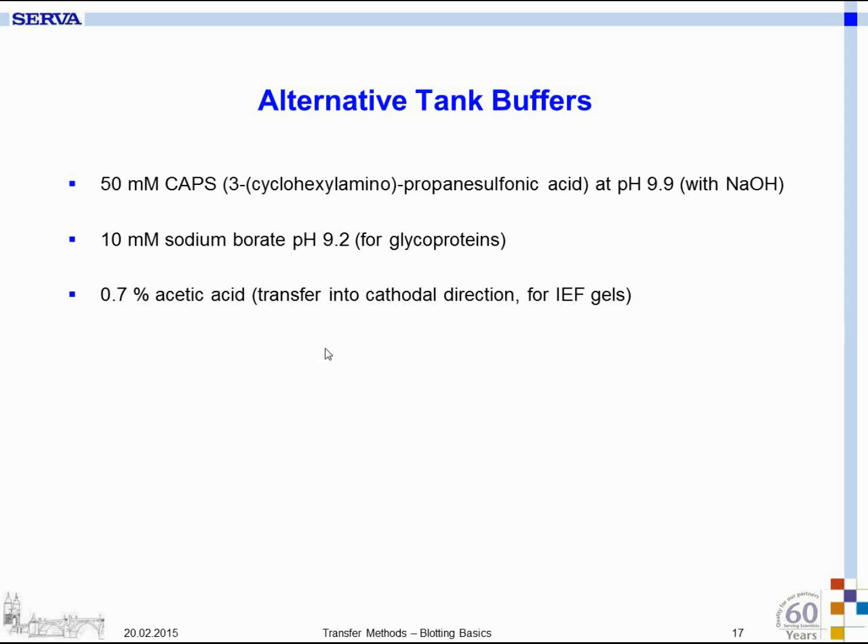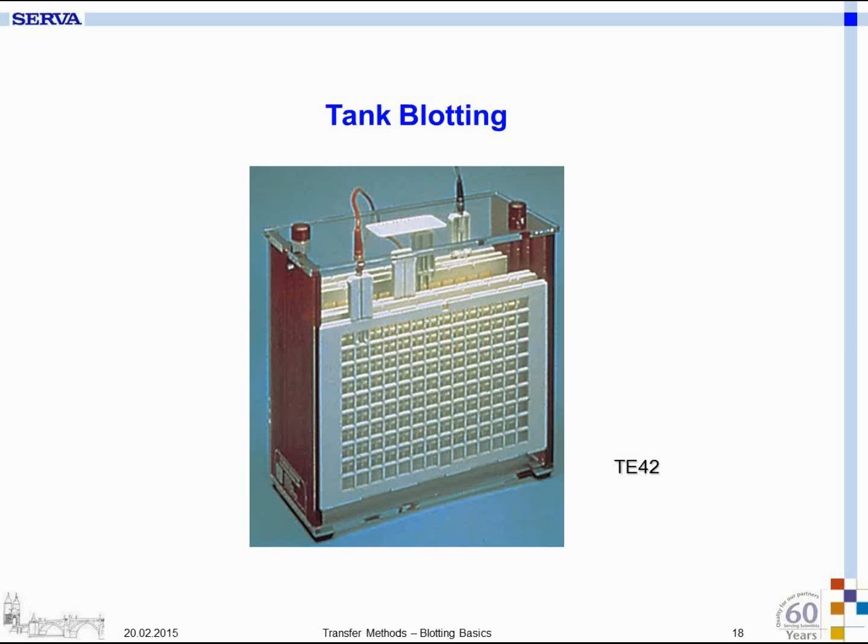And if you want to electrophoretically transfer proteins from isoelectric focusing gels, the preferred buffer is acetic acid, usually 0.7%, but take care. In this case, you transfer in the opposite direction, into the cathodal direction, because it's an acidic buffer and everything is positively charged there. Here you see a typical blotting tank.